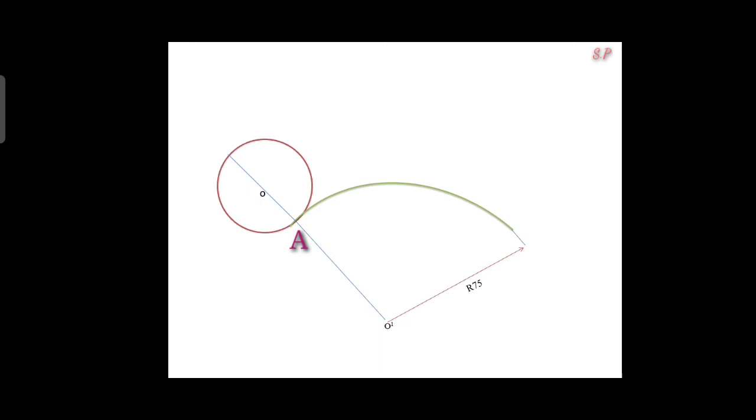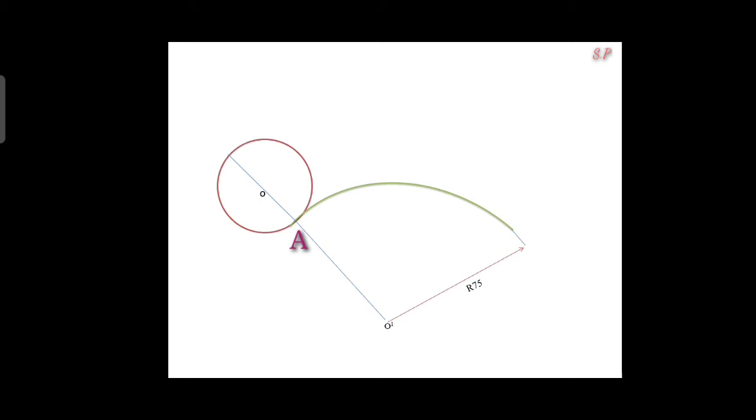First you locate the point O dash. O dash is the center point of the directing circle. From O dash you take 75 mm as the radius and draw an arc. Then from O dash you draw any radial line. The meeting point is capital A. Then from the point A you extend the line. Then you locate the point O on that line, that means OA is equal to 25 mm. With O as center and radius 25 mm, you draw the generating circle.